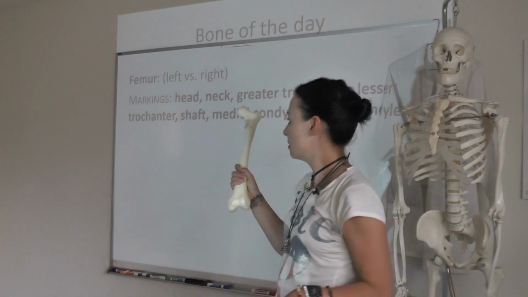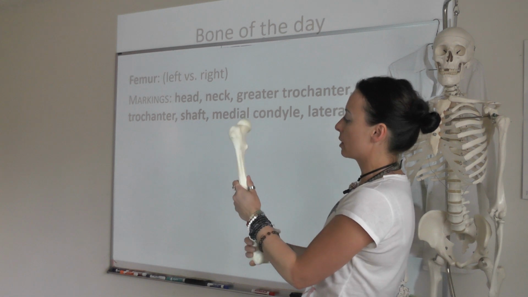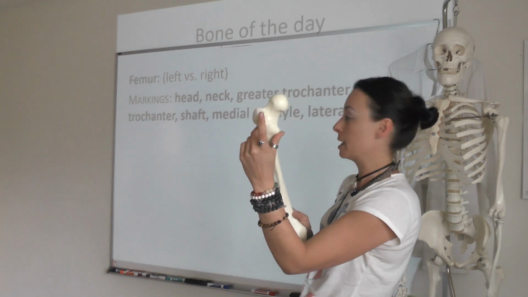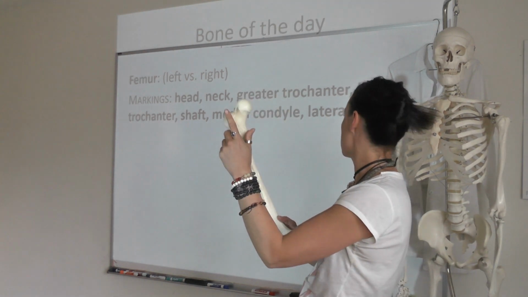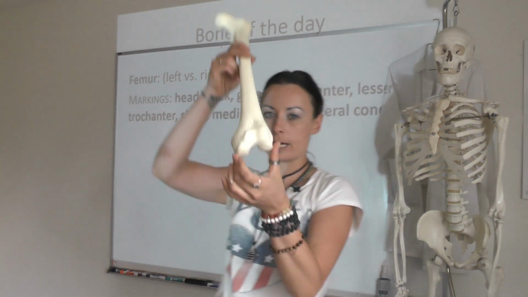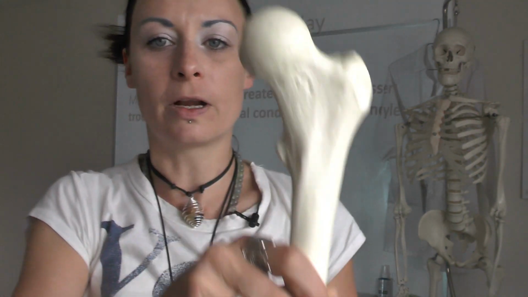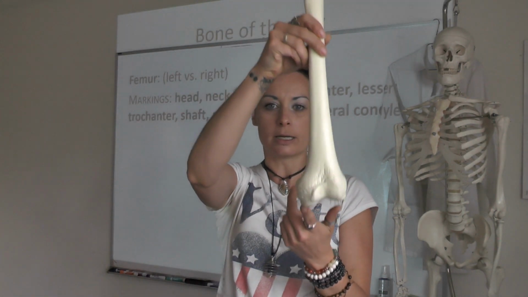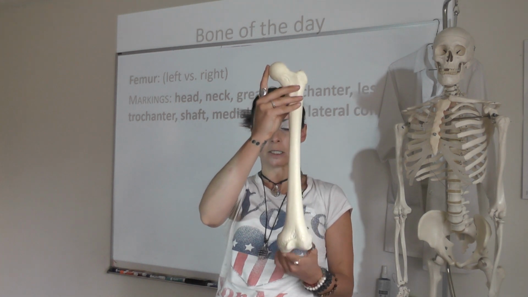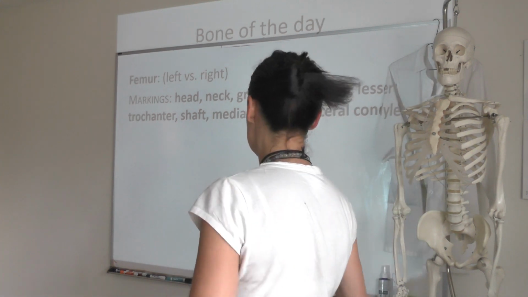As far as the markings that you need to know on the femur, this is the head, this is the neck. We've got a greater and a lesser trochanter, and the femur is the only bone with trochanters. Then we've got our shaft, and then the medial condyle and lateral condyle. Condyles are smooth articulating surfaces, so we can figure out which is medial because the medial condyle is going to be distal to the head of the femur, which is pointing medially, and the lateral condyle will then be lateral to that. So those are all of the markings that you need to know.